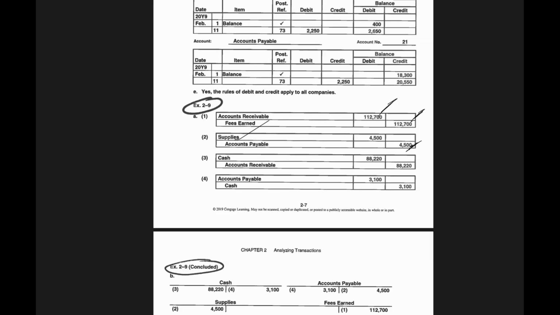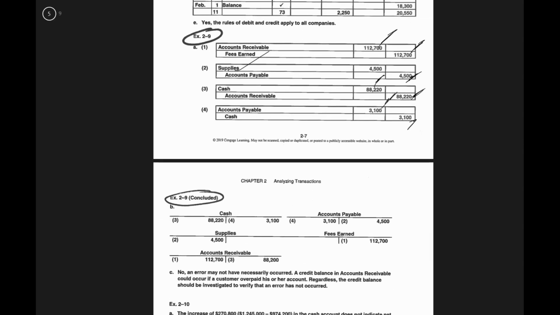Received cash. Now we debit cash and we reduce that receivable. They have now paid us. And then we paid creditors that we had once charged. So now we debit the payable, and we credit cash. It also asks in letter B to put those into T accounts, and you saw that in your reading.